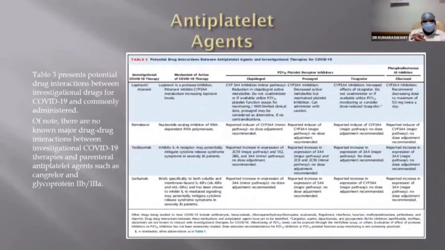So this slide will give you an idea about drug interaction with antiplatelets. Here, these new COVID investigational agents will either block or induce a metabolic pathway, so that it will either decrease or increase the metabolism of our antithrombotic agents. So sometimes you should reduce, stop, or modify the drug dosage. That's why you should know about the drug interaction between the new COVID agents as well as the antiplatelets. Next.